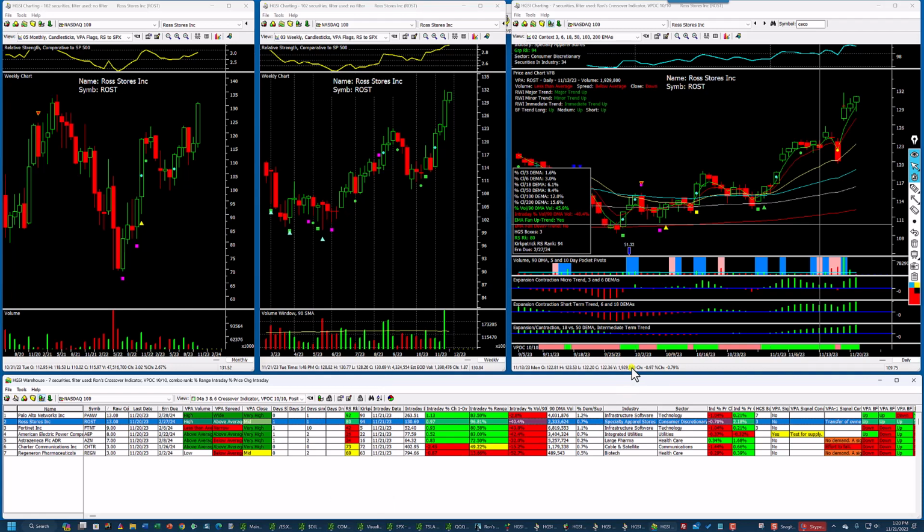Now, that's it for this video. I'll be getting into scanning for VPA flags, and also scanning for crossovers where we have an opportunity to get into stock or get out based upon crossovers, whether there is a VPA flag or not. But it's all going to be integrated together, as you'll see.